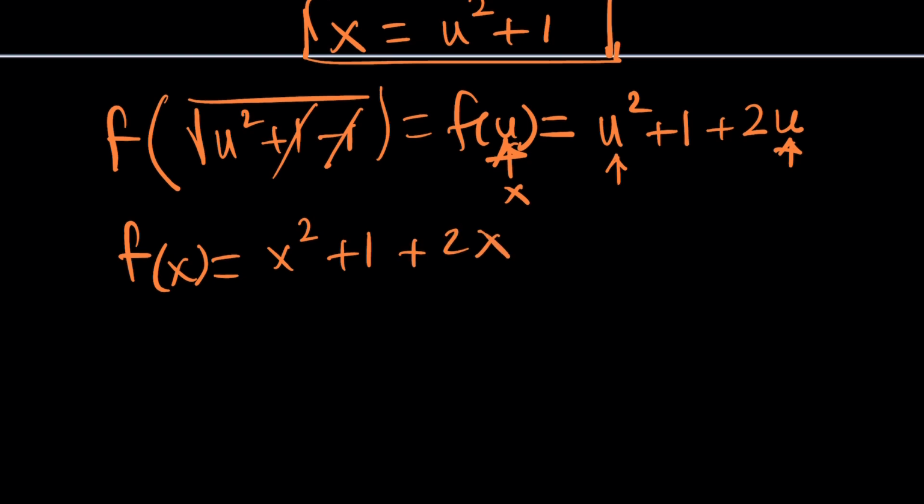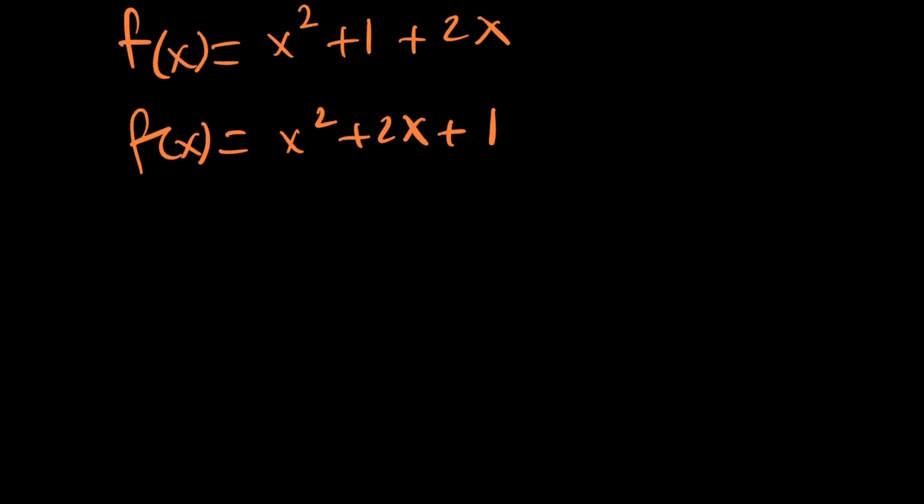Now, you can leave it at that, but I wouldn't because this can be written as x squared plus 2x plus 1. And that's actually a special expression. Do you know why? Because this is a perfect square, and that's just perfect. We can now write it as f of x equals x plus 1 quantity squared.